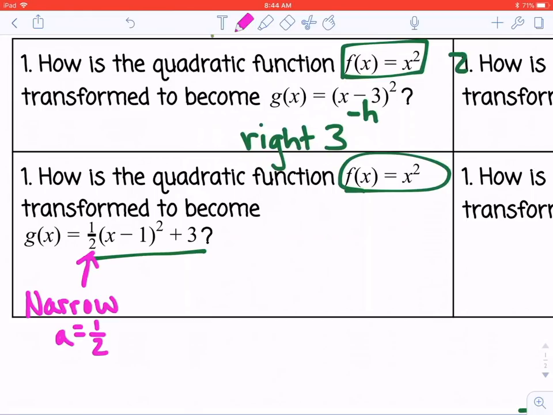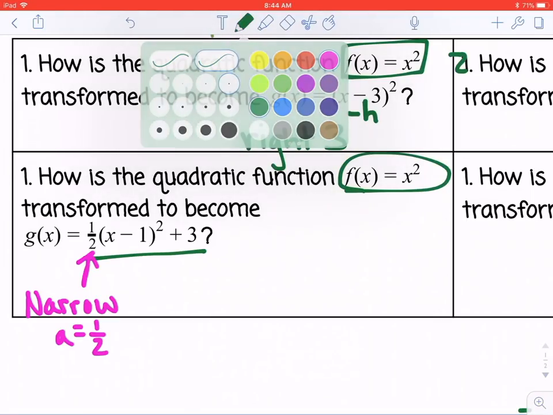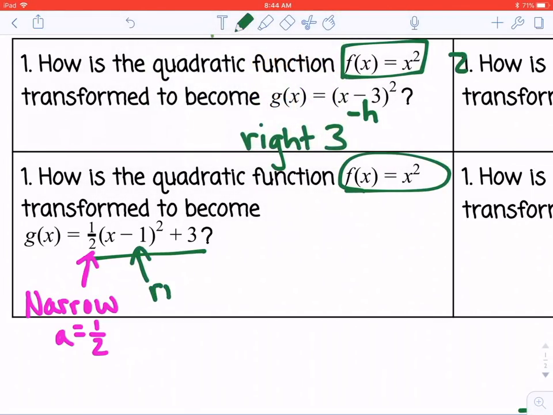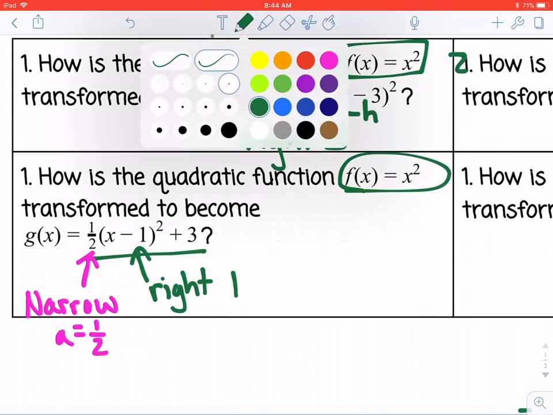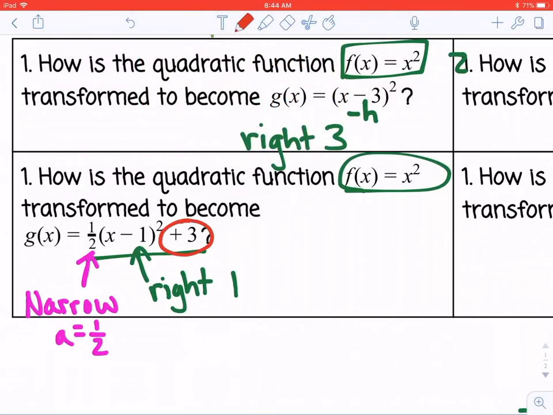And then the minus 1 inside of that parentheses makes it go to the right. It's kind of the opposite of what you would think would happen. If it's minus, it goes to the right that many, and if it's positive, it goes to the left that many. And then the 3 that's out back here is our k, or it's like the y of our vertex. That number makes it go up or down. And a positive 3 would make our graph shift up 3 units.